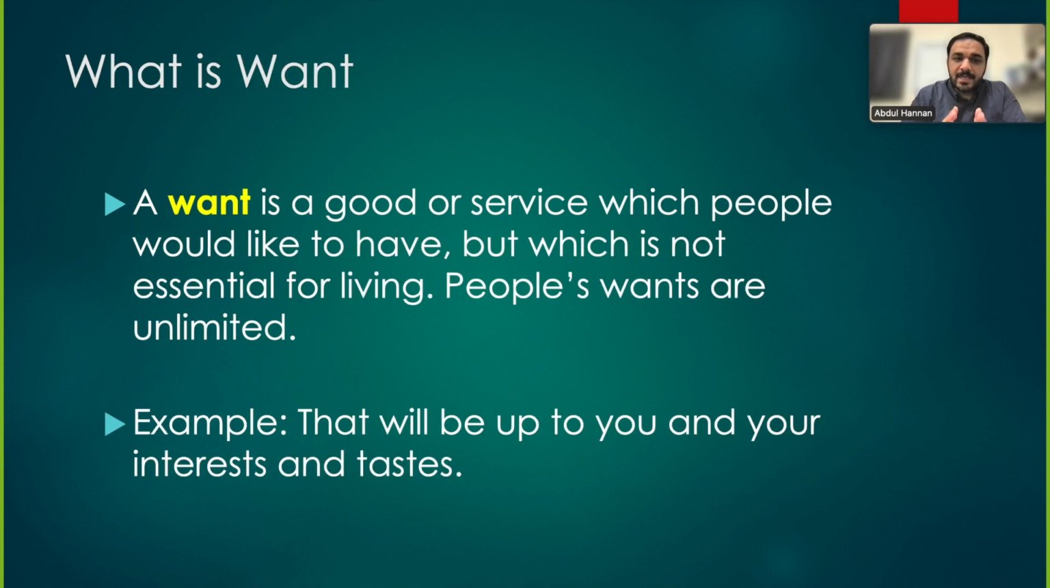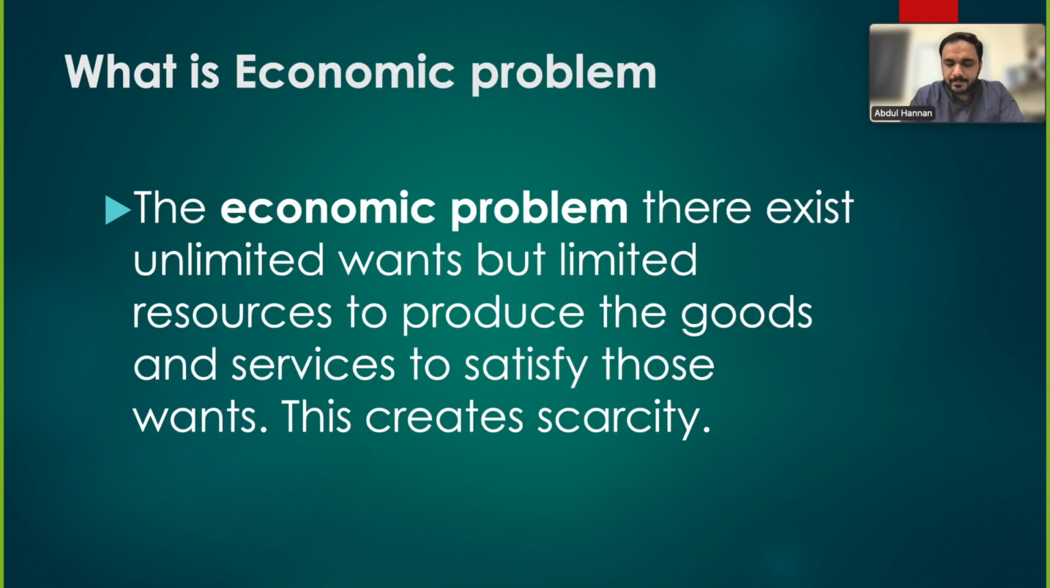And a want is goods or services which people would like to have, but which are not essential for life. People's wants are unlimited. For example, I want to keep a Lamborghini with me. I want to keep an expensive mobile, expensive watches. Those are all my wants. It's not my need. That will be up to your interest and taste. Want is up to your interest and taste. Like what you like, you must have that. So it is not a need for living, without which you die. Okay, that is want.